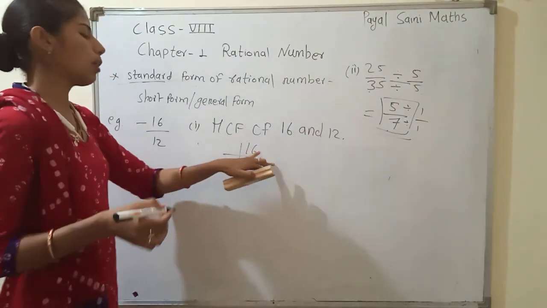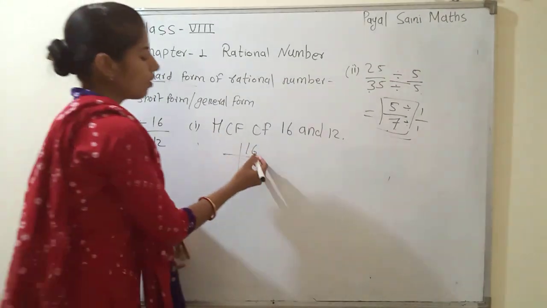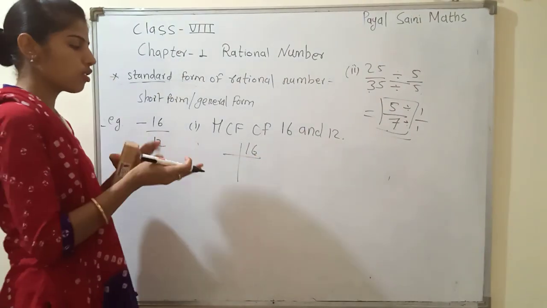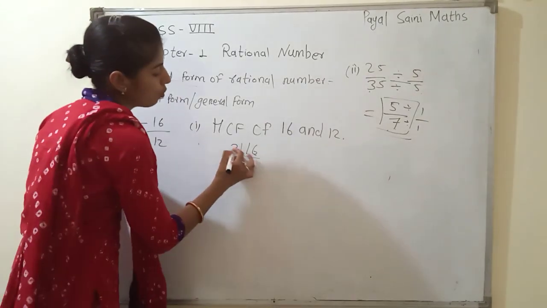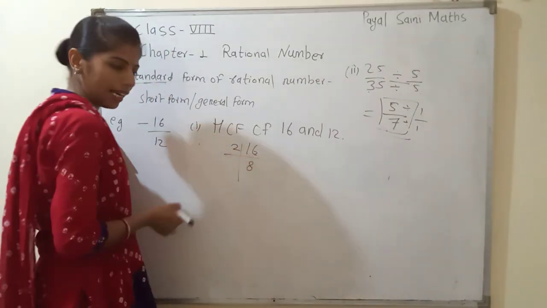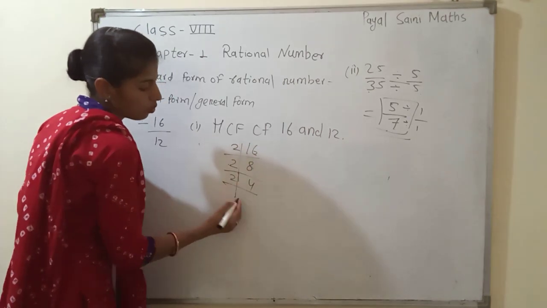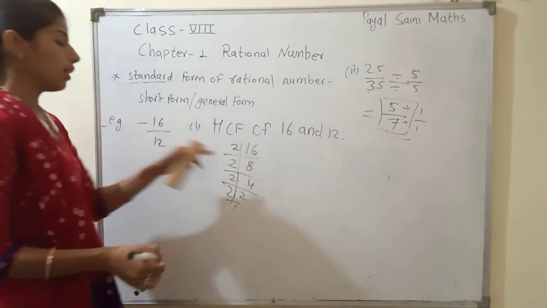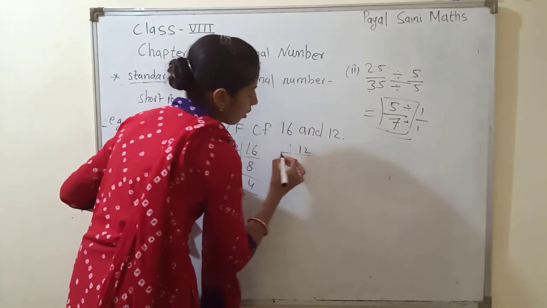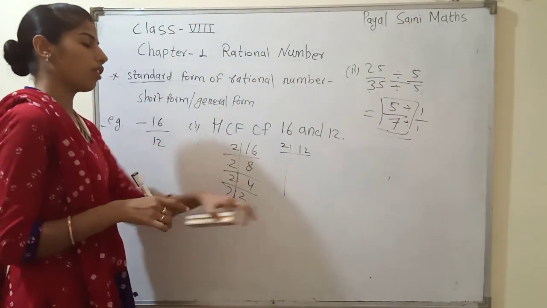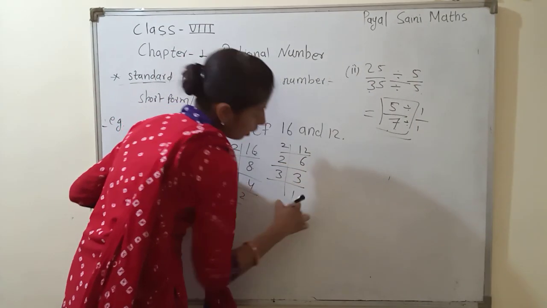We know 16 is in the table of 2, and the divisibility rule of 2 says that if the last digit is 0, 2, 4, 6, or 8, then it is divisible by 2. So 16 divided by 2 is 8 times. Then 8 divided by 2 is 4, then 2, 2, 1. That is the factorization of 16. Now for 12: it is also in the table of 2, 6 times 2, then 3, 3, 1.